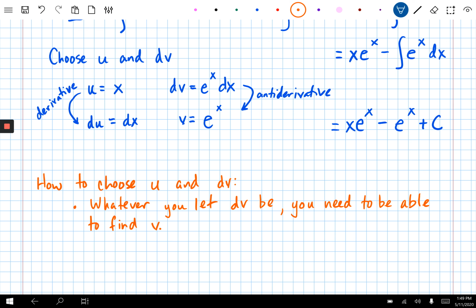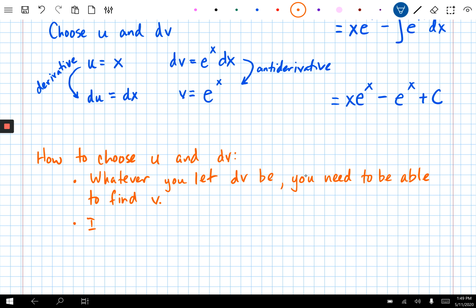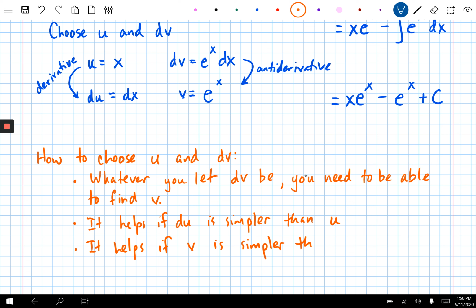All right. It helps if du is simpler than u. Like the derivative of x is 1, that's simpler than x. And it also helps if v is simpler than dv.